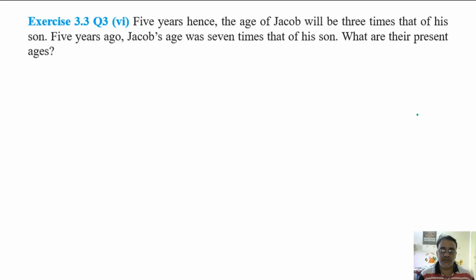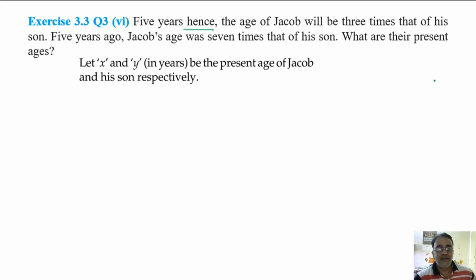This is a textbook question. 5 years hence, hence matlab later, बाद में, plus 5. The age of Jacob will be 3 times that of his son. 5 years ago, 5 साल पहले, minus 5. Jacob's age was 7 times that of his son. What are their present ages? So we'll take present ages as x and y. Present age of Jacob is x and his son is y.